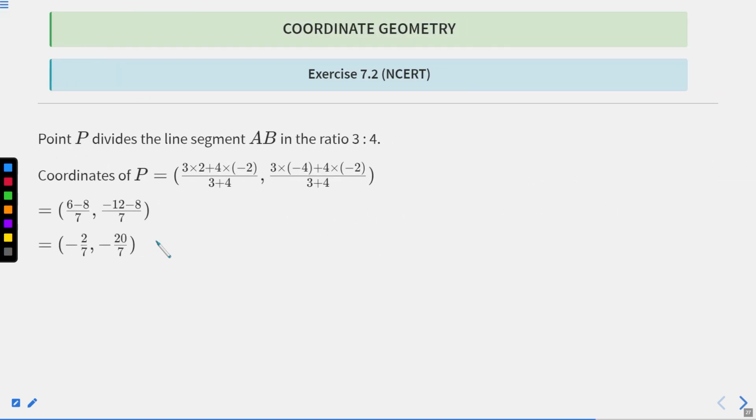Now point P divides the line segment AB in the ratio 3:4. So the coordinates of P are (3 into 2 plus 4 into minus 2) divided by (3 plus 4) comma (3 into minus 4 plus 4 into minus 2) divided by (3 plus 4). If we simplify it, this is equal to (6 minus 8) by 7 comma (minus 12 minus 8) divided by 7, which is equal to minus 2 by 7 comma minus 20 by 7. Therefore the coordinates of P are minus 2 by 7 comma minus 20 by 7.